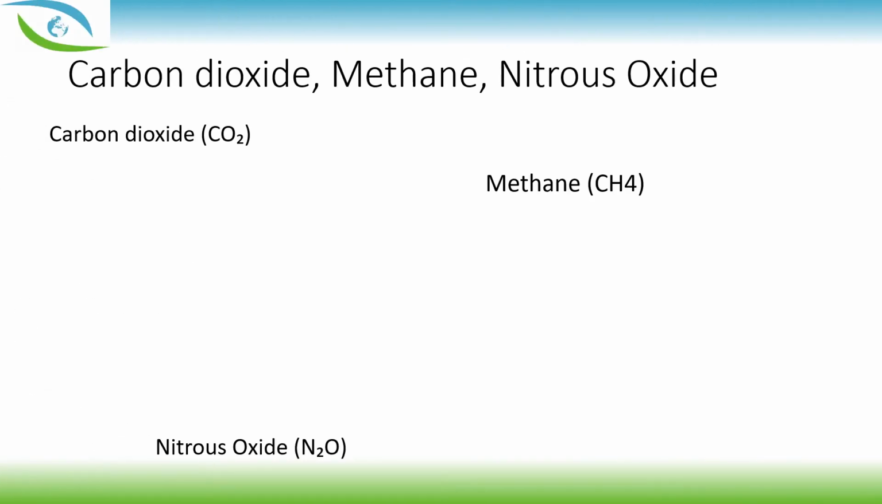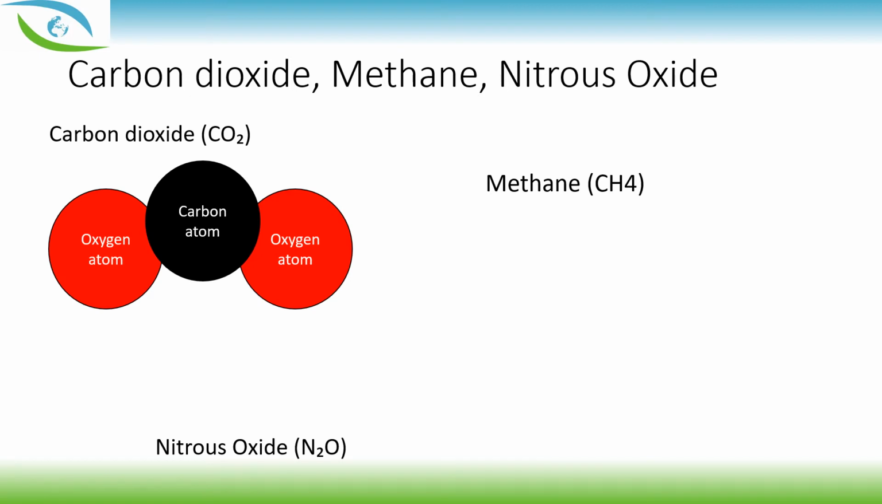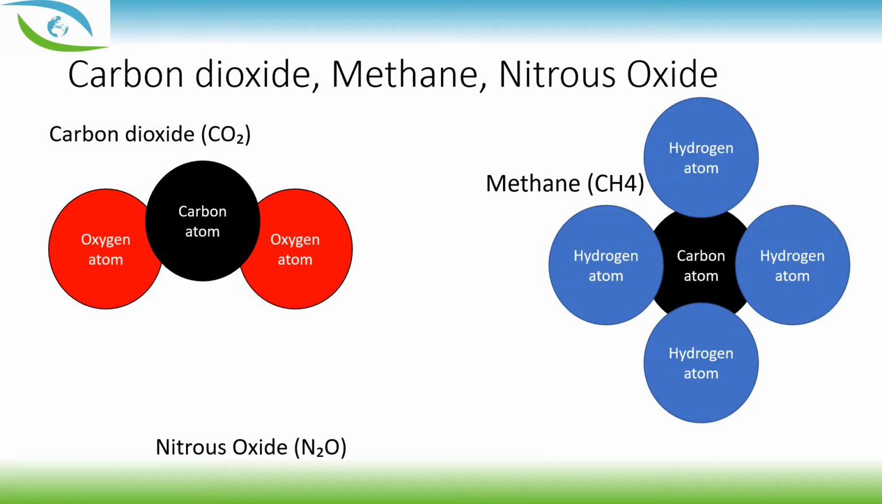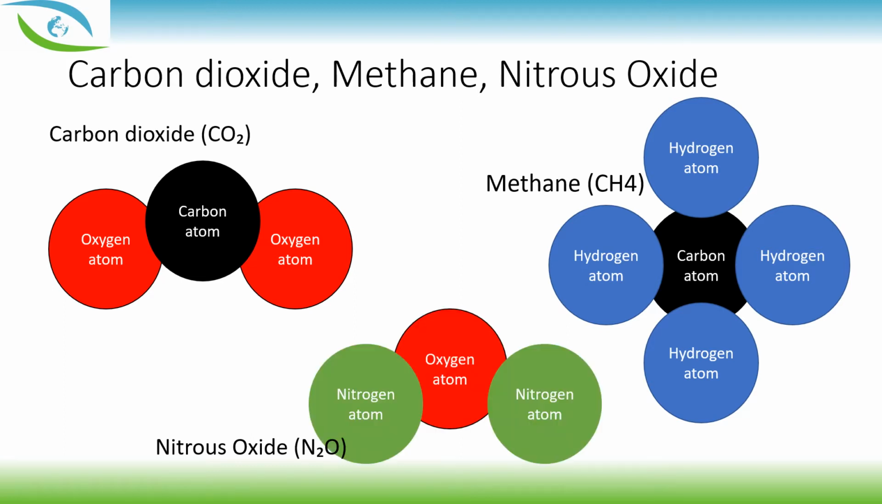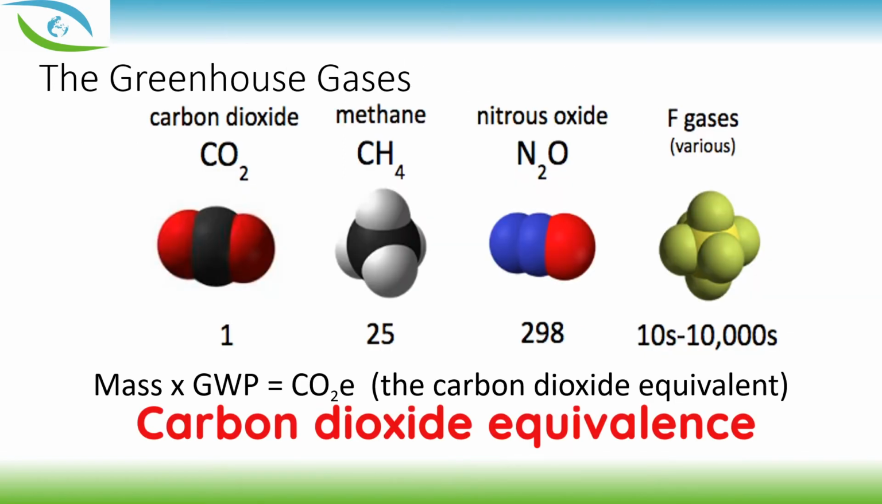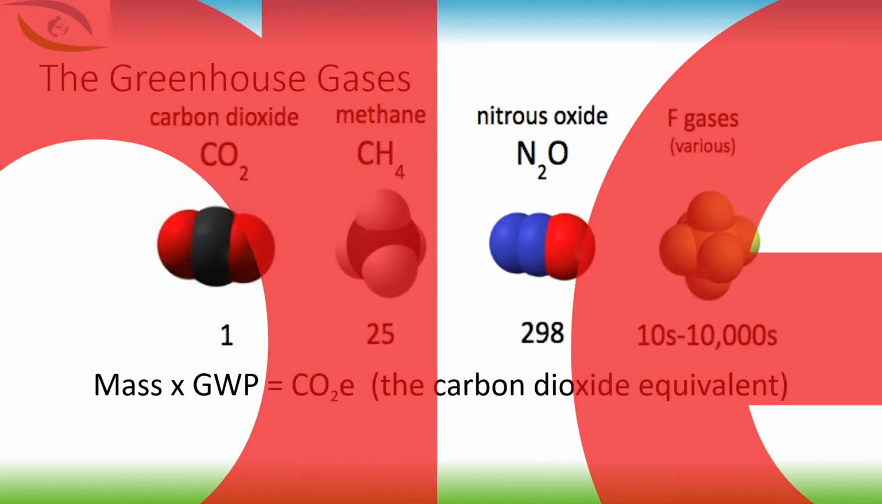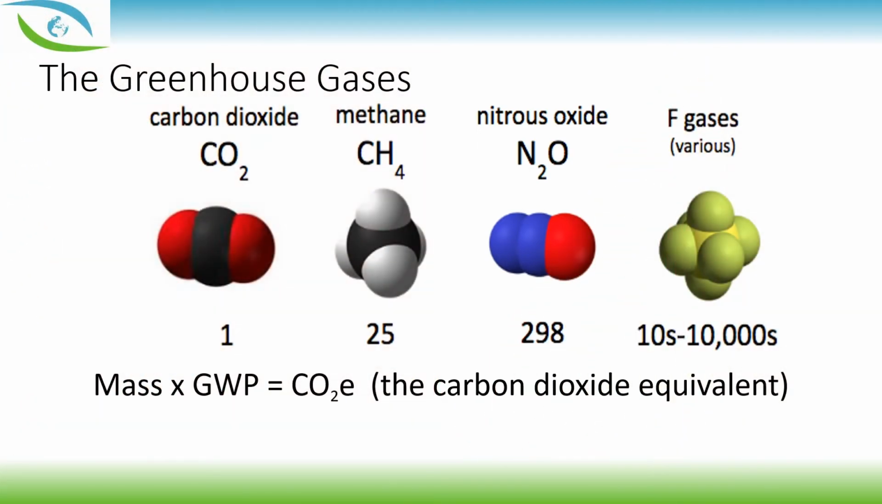Carbon dioxide is a molecule that consists of 1 carbon atom and 2 oxygen atoms. Methane has a carbon atom at the centre and 4 hydrogen atoms, while nitrous oxide has 1 oxygen atom shared by 2 nitrogen atoms. Not all gases are equal when it comes to contributing to heating the planet. This is where carbon dioxide equivalence comes in. A key aspect of a greenhouse gas is its global warming potential. This reflects how long the molecules stay in the atmosphere and their ability to absorb energy.